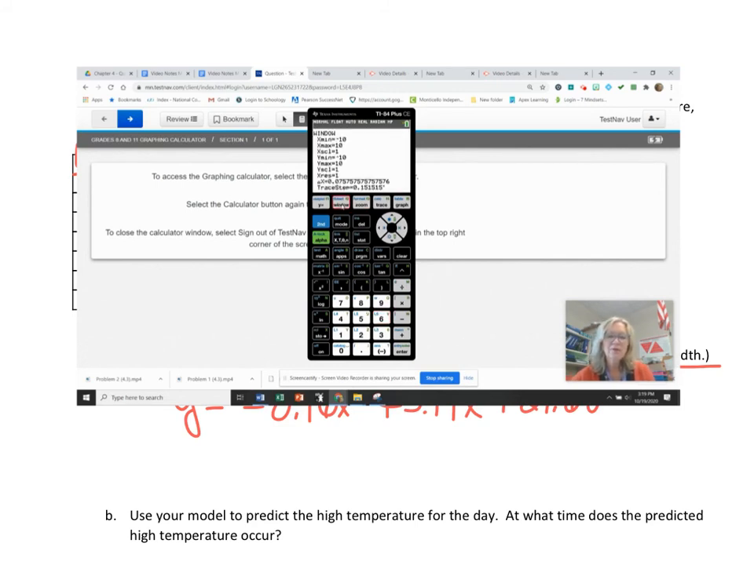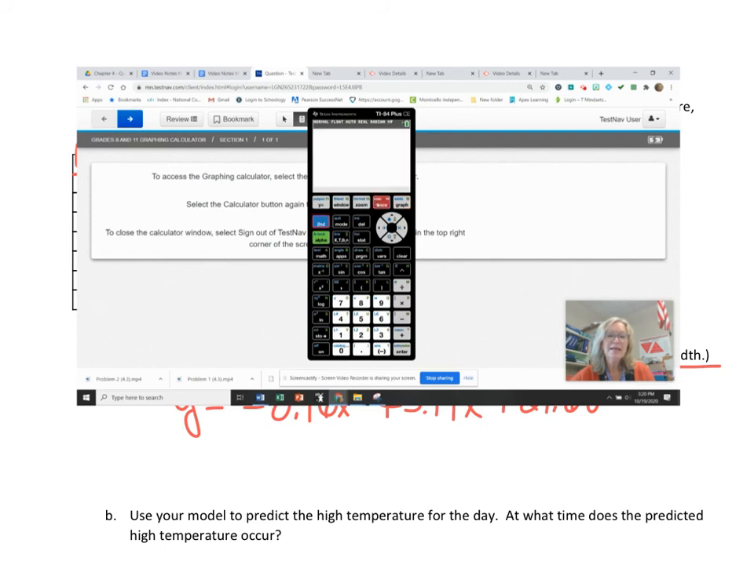So I'm going to go to my window, and we're talking about daily temperature and x being our hours. So I'm going to set x max to 24. That'll give me a full day, 24 hours. And then y max, let's just set it up as a max of 80 degrees. So let's see what happens here. Now I see the progression of the temperature throughout the day.